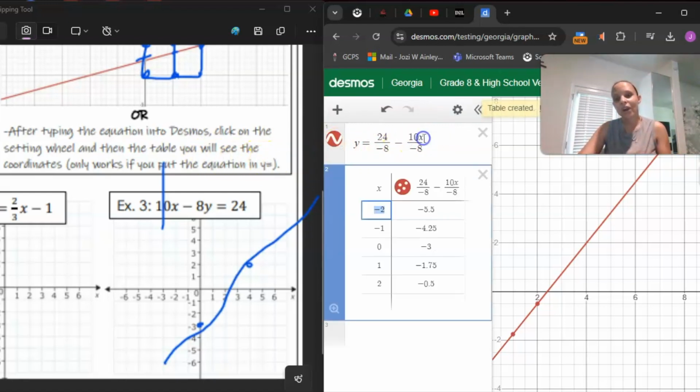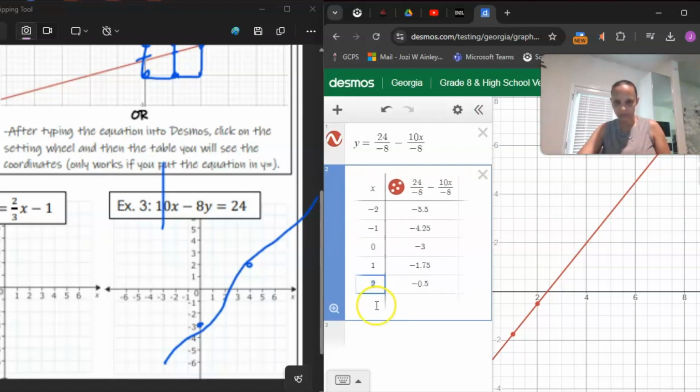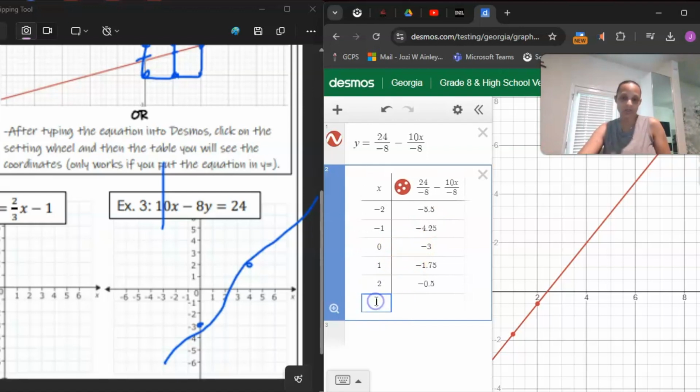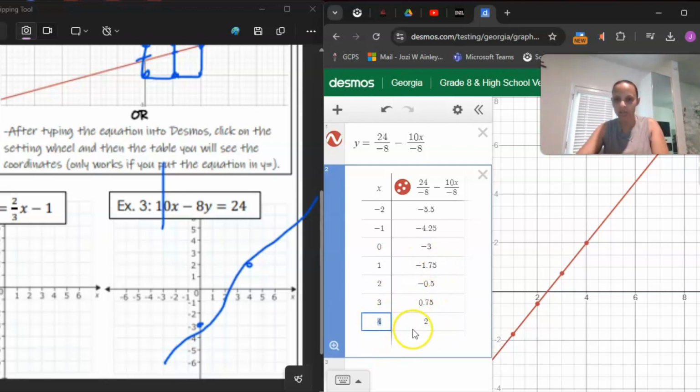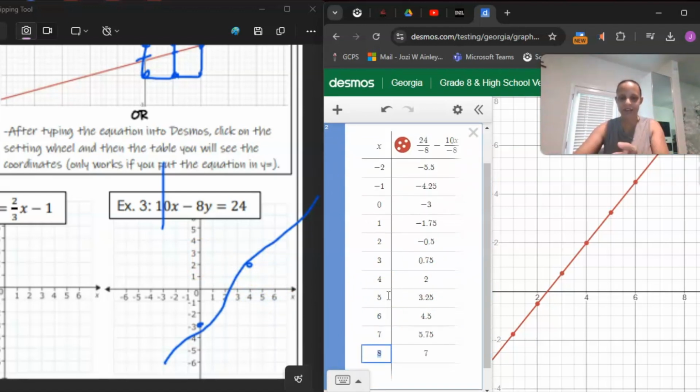But after you put in y equals, it's super, super simple, because you're going to be able just to see. So I can see all of these are decimals, so that's not helping me right now. So I'm just going to give it some more numbers. Let's say 3. Let's say 4. There is 1. So 4, 2. They're both whole numbers. So I would plot 4, 2. Let me keep going. Decimal, decimal, decimal. 8, 7. That's another one. It's not on my graph, but there's another point.